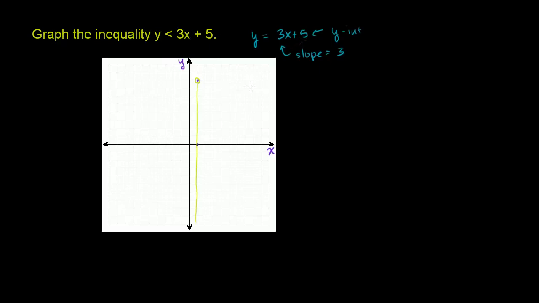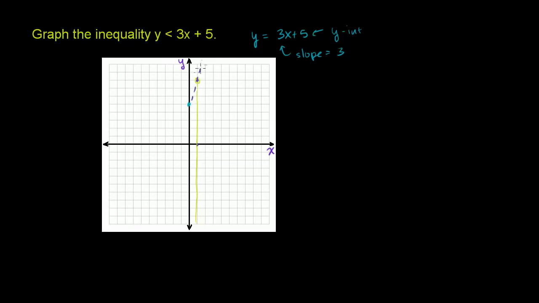So we'll start with the y-intercept of 5. So 1, 2, 3, 4, 5. That's the y-intercept. And the slope is 3. So if you go over the 1, you go up 3. So let me do that in that darker purple color. So it'll look like this.